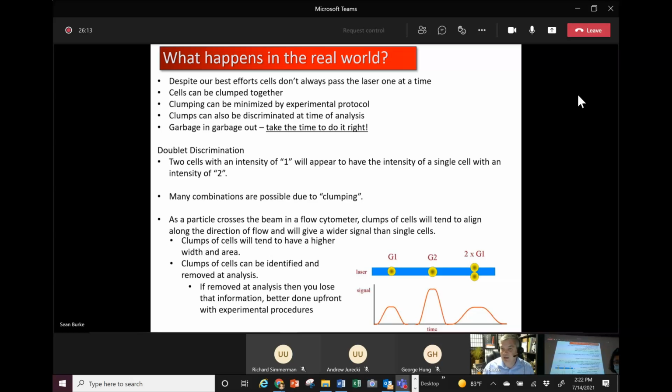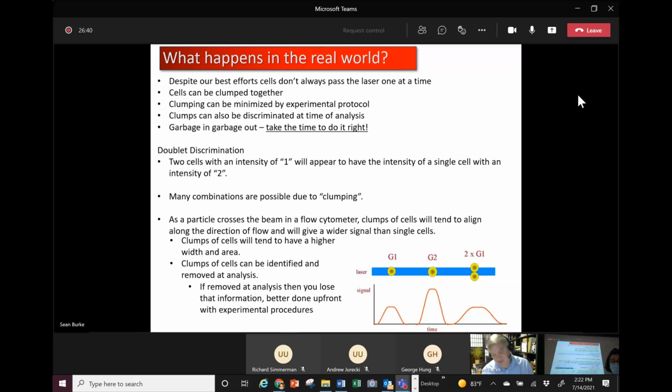It can really be minimized by experimental protocol, right? And what that means is this old saying of garbage in, garbage out, right? If you don't take the time to follow the directions and follow the protocol in your experiment correctly, you're going to give garbage information into your cytometer, and the data that comes out is not going to look so great as well.